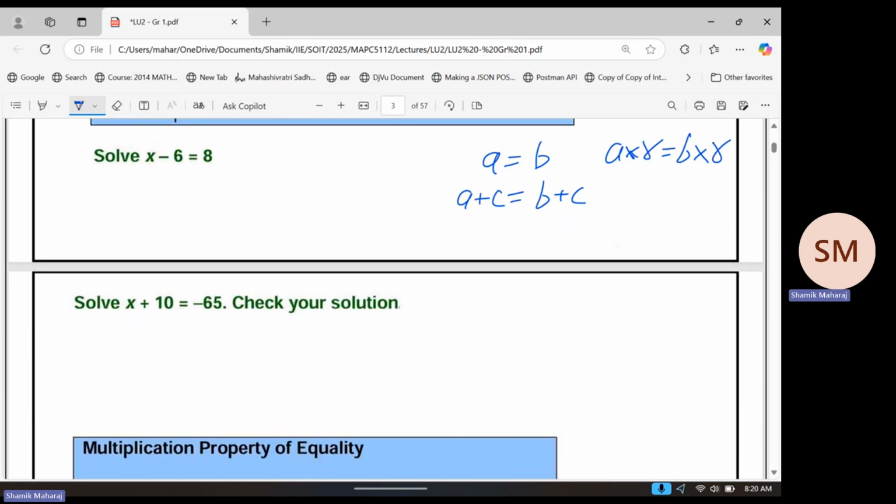Okay, so quick example at the top here. Solve x minus 6 is equal to 8. Using the principle we just learned, what we need to do when we see something like this is try and isolate x, get it alone on one side. And to do that, we can see if we add 6 to both sides, we will achieve that. Right? Add 6 to both sides.